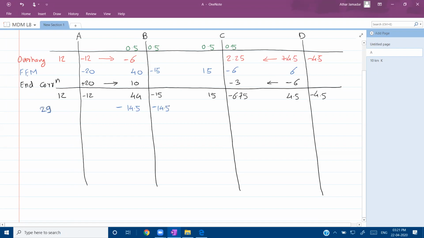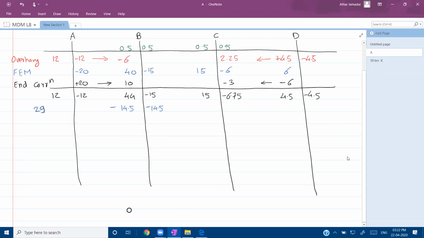Similarly, at the right hand side also the DF is the same, so it is 14.5. Now similarly at support C, the unbalanced moment value is 15 minus 6.75. It is going to be 8.25. So the unbalanced moment is positive, so the next correction should be negative, but before applying this correction we have to multiply with the distribution factor. So 8.25 into 0.5 is going to be 4.125. Why are both corrections the same? Because the distribution factor is the same for all the cases.